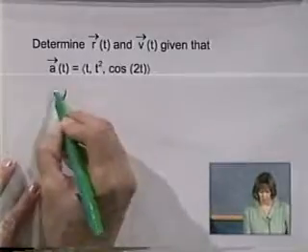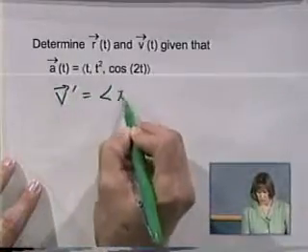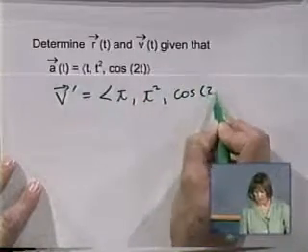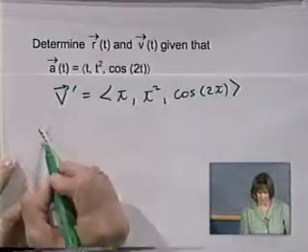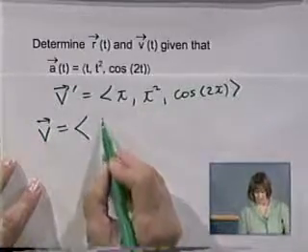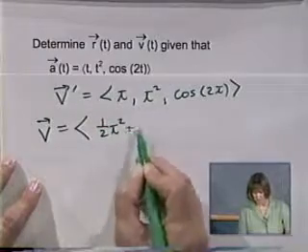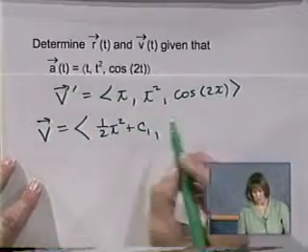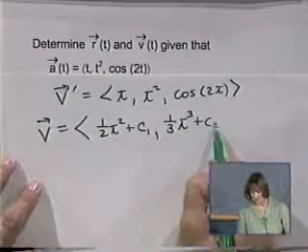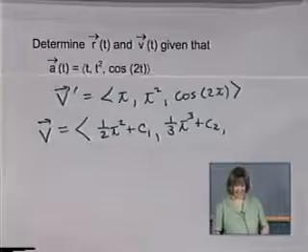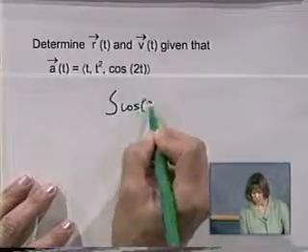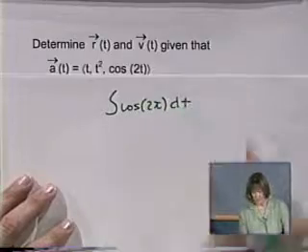We have v prime is equal to t, t squared, cosine of 2t. To save some time, integrating is pretty simple. The integral of t is 1/2 t squared plus some constant. The integral of t squared is 1/3 t cubed plus some other constant. And lastly, we might want to do this on the side. We've got to figure out what's the integral of cosine of 2t dt.